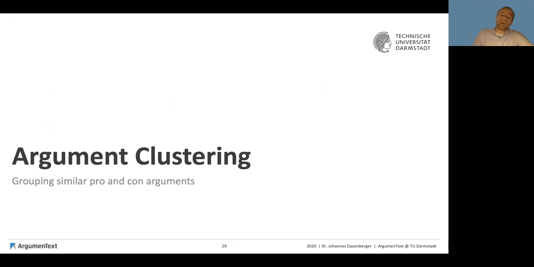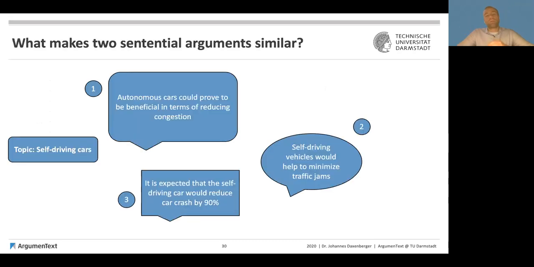Okay, next, let's turn to argument clustering. So grouping arguments into groups of similar arguments. What makes two arguments or sentential arguments actually similar? Let's have a look at the example here. We have 3 arguments about the topic of self-driving cars. Autonomous cars could prove to be beneficial in terms of reducing congestion, and the second one, self-driving cars would help to minimize traffic jams. Now, these two are obviously somewhat related.